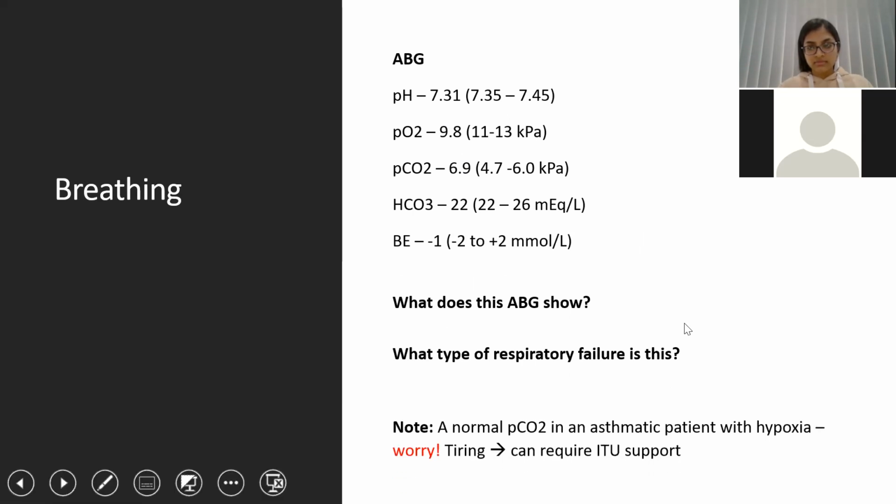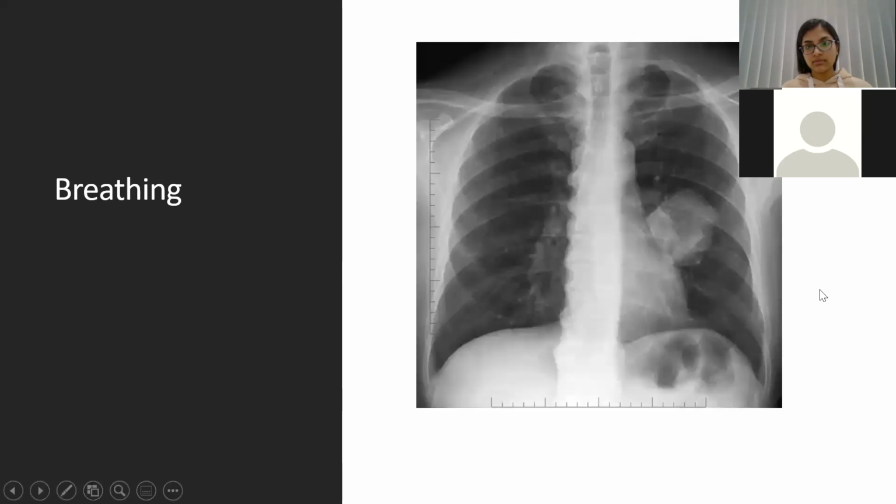Okay. An important thing to consider is if you have a patient, let's say with asthma, and they have a normal CO2 level, you would be worried because that would mean that their body is getting tired and they possibly require ITU support. So if we're moving on, we ordered the chest x-ray as well, and that's what the chest x-ray showed. Do you guys think this is a normal chest x-ray?